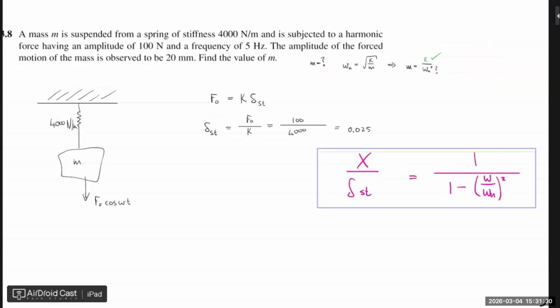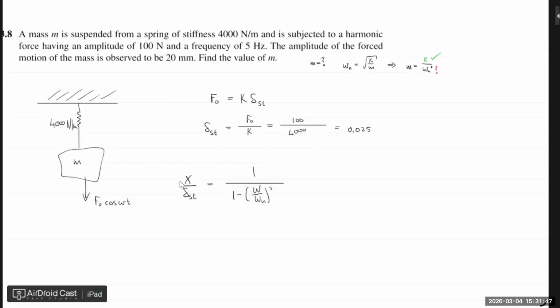Why? Let's write it down. So x over delta st is 1 over 1 minus omega over omega n squared. Now, technically, this value here will always be positive, right? We want it to be positive, which means this value can be negative. So just to do the math correctly, we can put it in absolute value, because eventually if the amplitude is up or down, it's still amplitude. So we don't worry if it's negative or positive. We just want the amplitude. They didn't say anything about negative 20 or something. It's just 20.